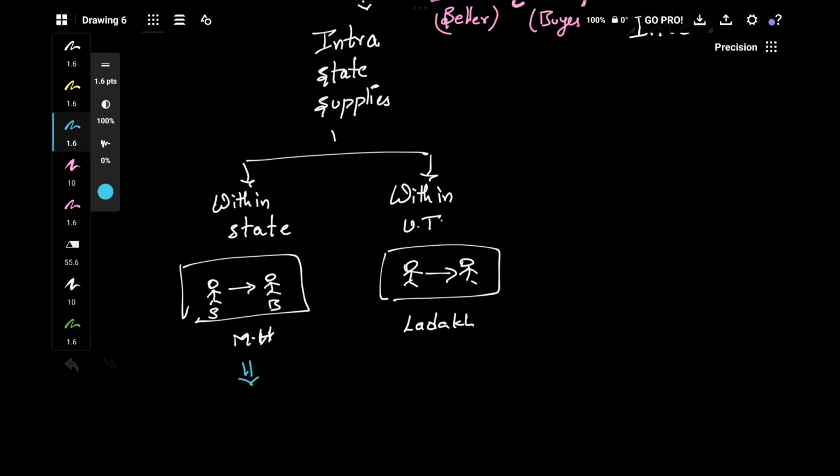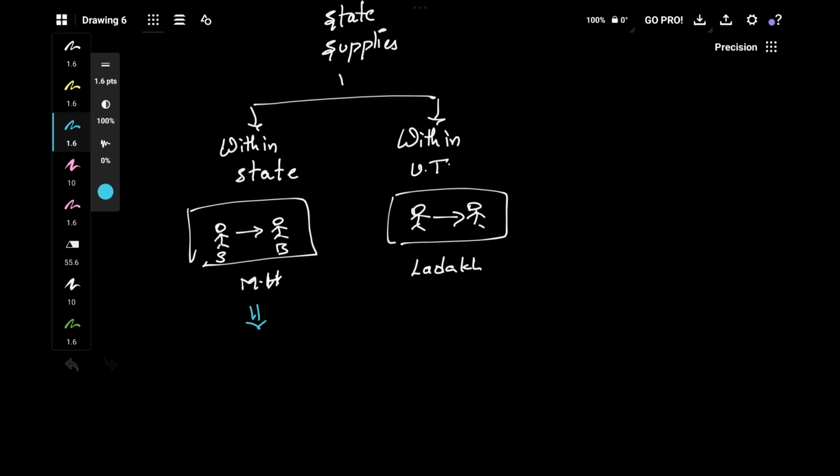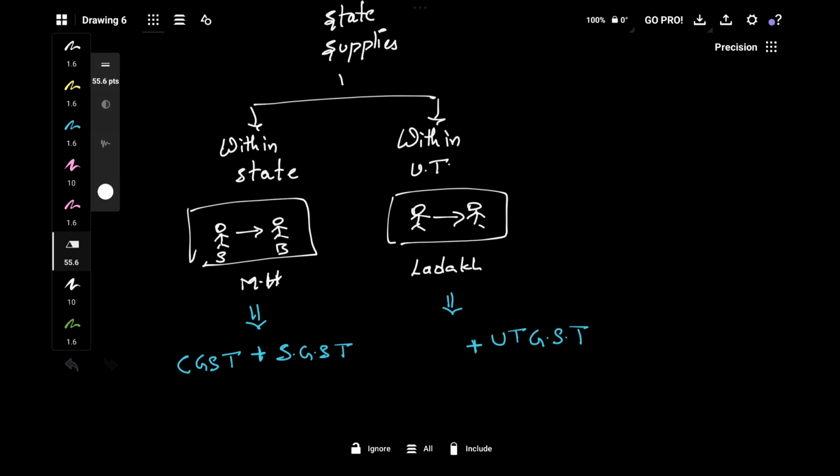So on this, what are the taxes that will apply? This is within a state, right? So the state has to get some tax too, so that's why there is an SGST component. On this sale there is an SGST component, and the central government also wants some part in this, so the CGST component is also there. And in the case of a union territory, there is UTGST, because the union territory has to get some money too. And apart from that, the central government will also ask for some part, CGST.